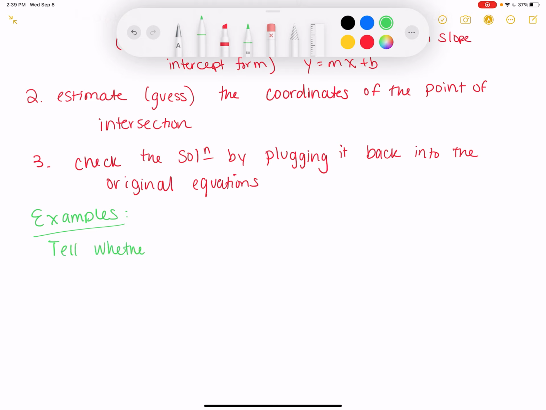All right, so the first problem says to tell whether the ordered pair is a solution of the linear system. This is just the instructions. You don't have to write them down. I'm just writing them so that we can keep up with what we're doing.